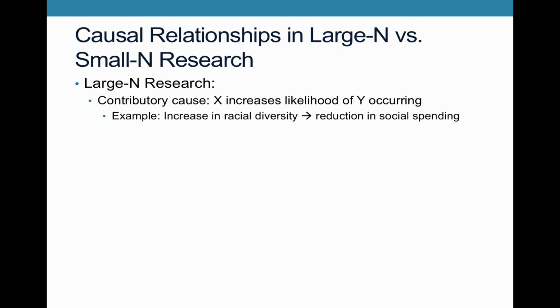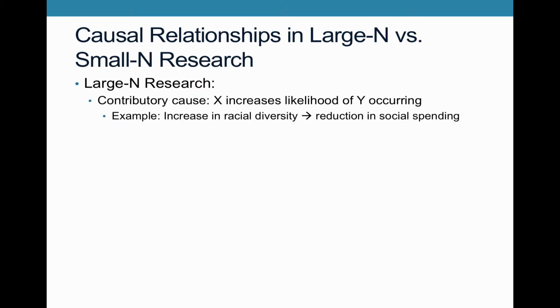So for example, the example we talked about of having an increase in racial diversity in a community leading to a reduction in social spending, right? So the more people who are of different racial and ethnic backgrounds you have, the less spending you have on social programs. So that's the kind of relationship that we've been talking about all throughout the class so far.